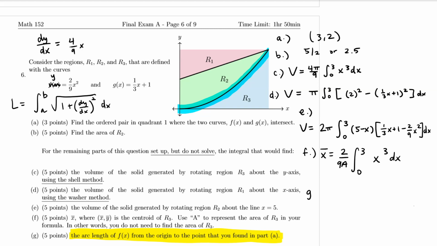So for part G, our answer is the arc length is equal to the integral from 0 to 3 of the square root of 1 plus the derivative squared. The derivative we just found was 4/9 x, and we are integrating with respect to x. So here are all the answers for the several various parts of question 6.